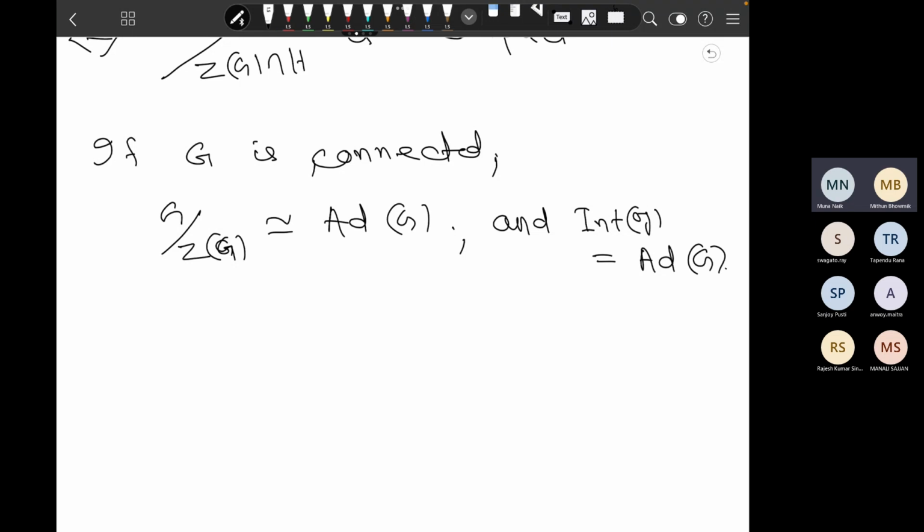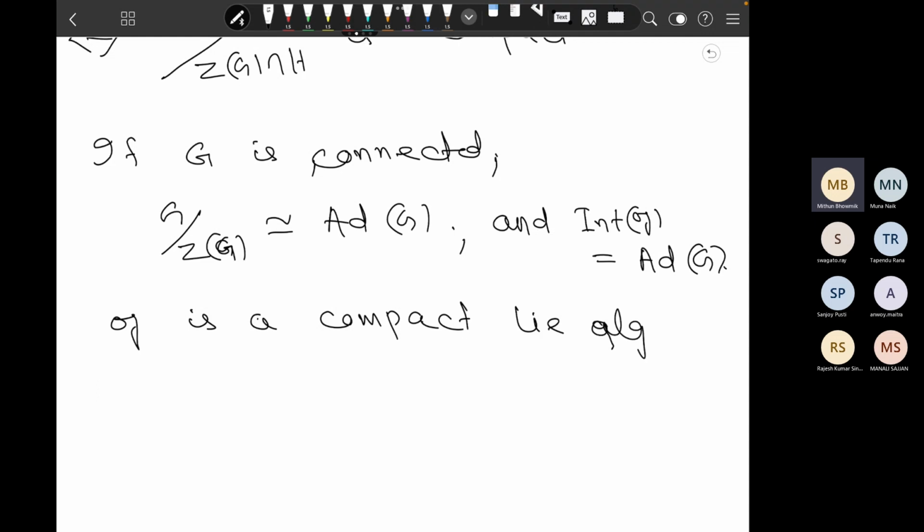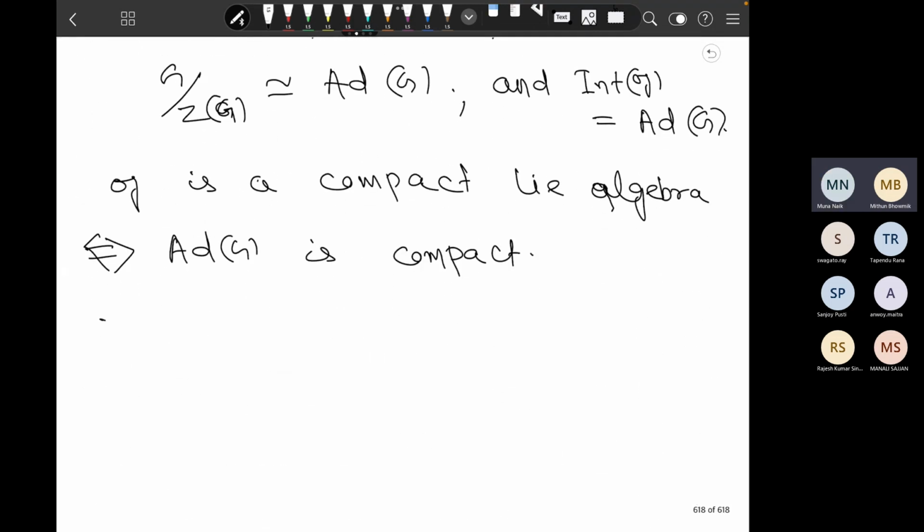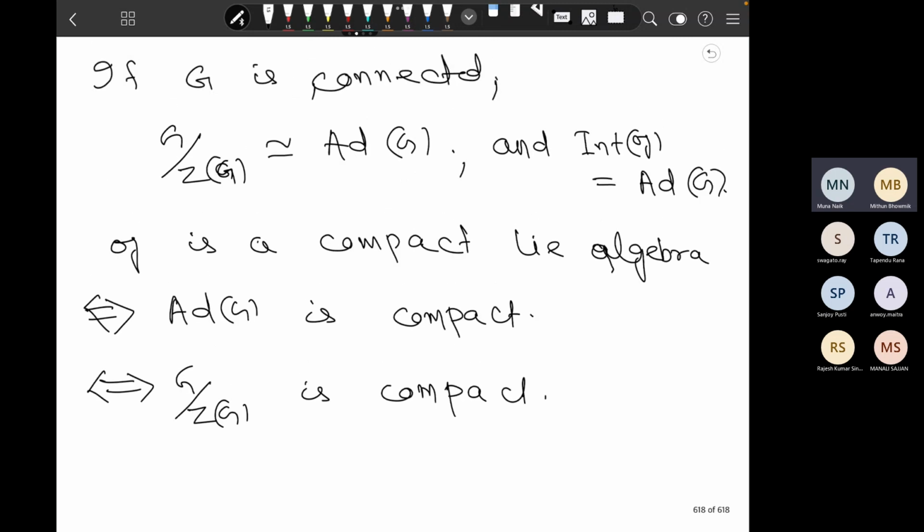okay, and G is a compact Lie algebra if and only if this RG is compact, and if and only if G mod ZG is compact. Okay. So everything happens in the connected G, under the assumption G is connected.